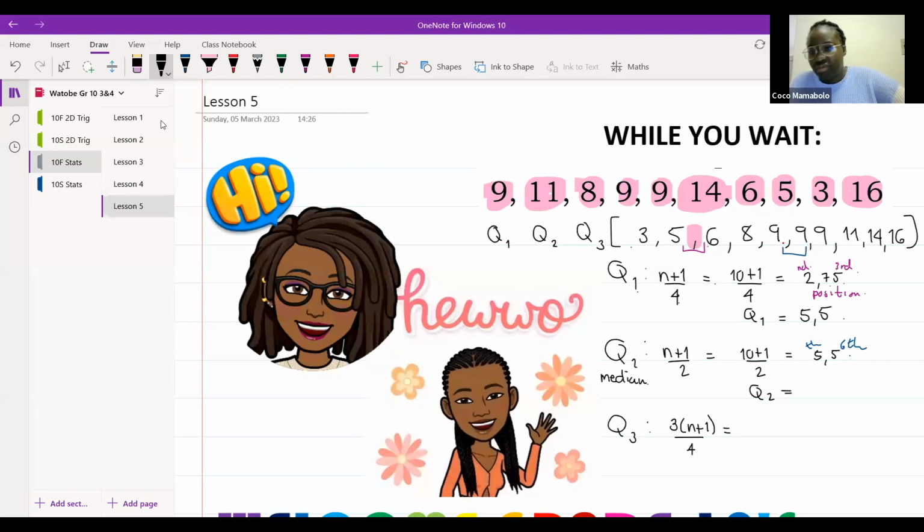Between 9 and 9. Is it not 18? Because I added 18 divided by 2. 18 divided by 2, it's 9. So our Q2 or our median would stay 9.